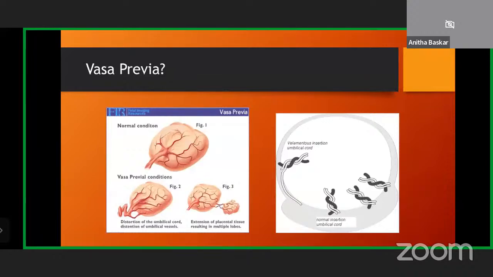This is the normal condition of the vasa previa. Here there is destruction of the umbilical cord and distension of the umbilical vessels, with extension of placental tissue resulting in multiple lobules. This is where the fetal vessels will be outside the membranes.